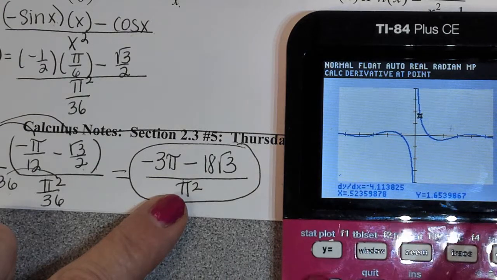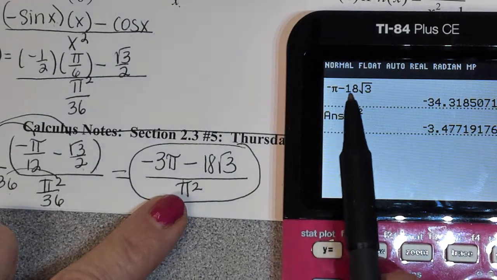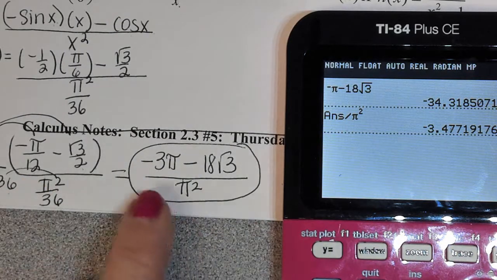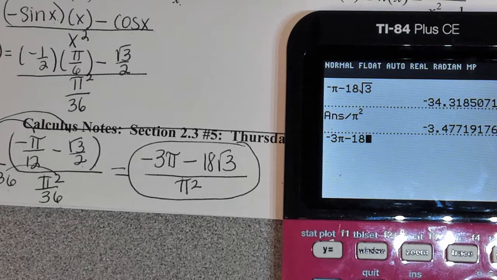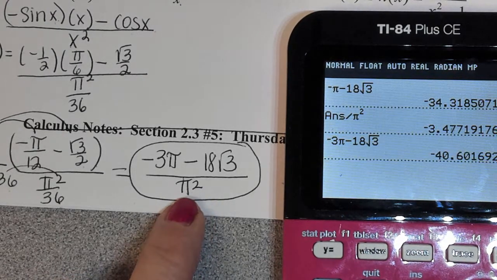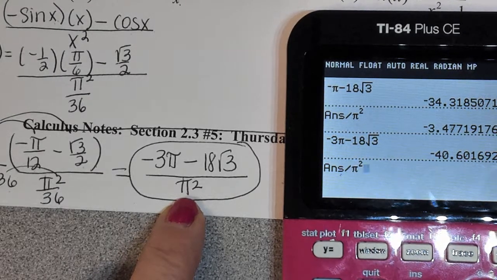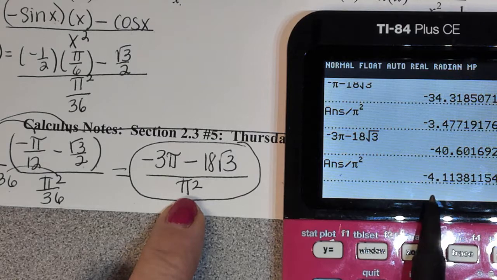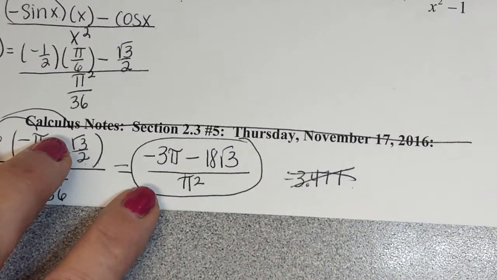What happened? Oh, I forgot my 3 up there. That's what happened. So it was negative 3 pi minus 18 radical 3, and then divided by pi squared. Well, I just typed it in wrong. We had the right answer. See how it is the same? So that is the exact answer.